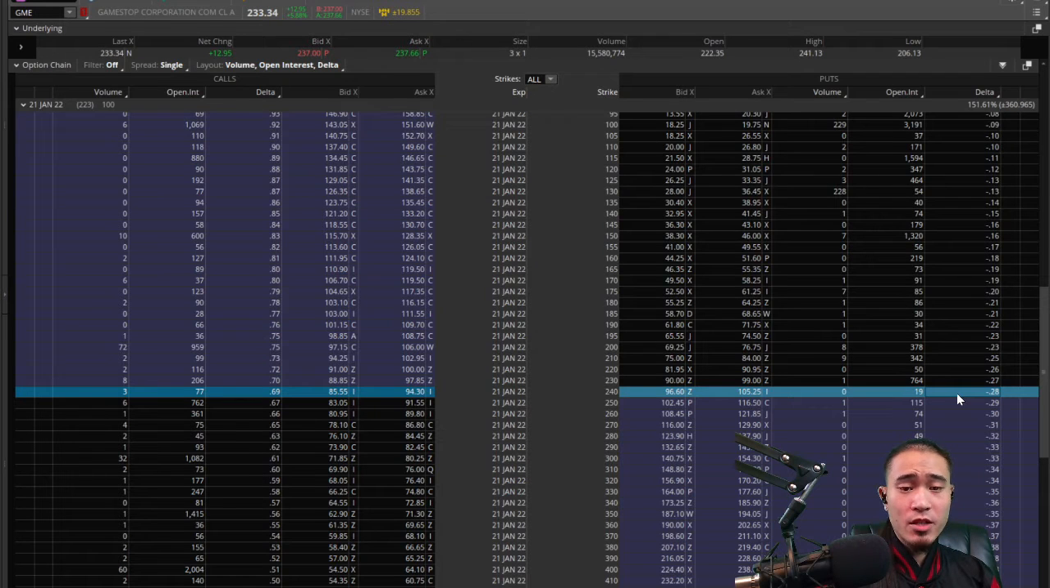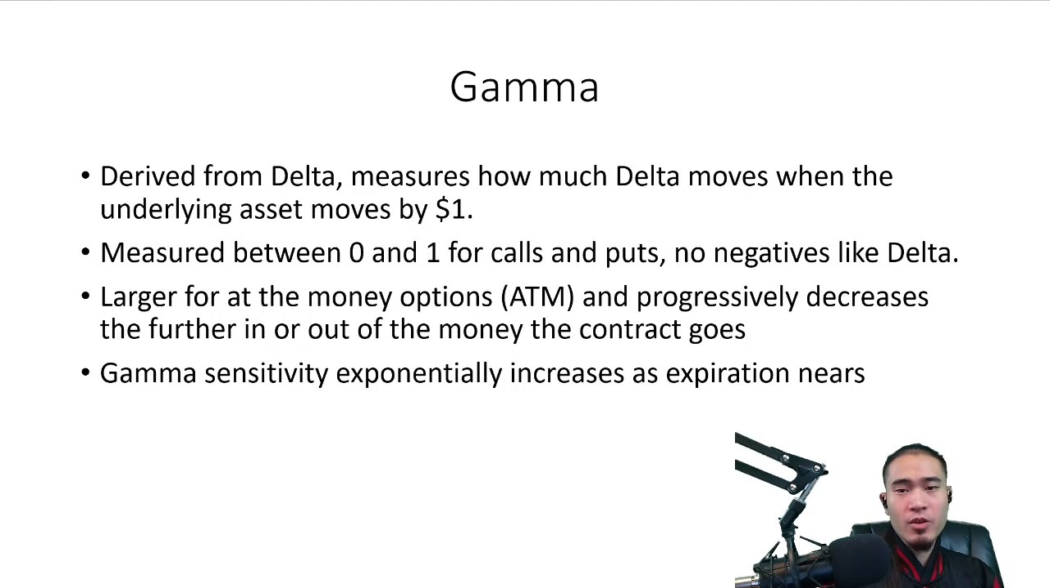Now, notice these values don't exactly make up 100%. 69 plus 28 is 97, so it's not exactly 100%, but it is close enough. Alright, now let's talk about Gamma.